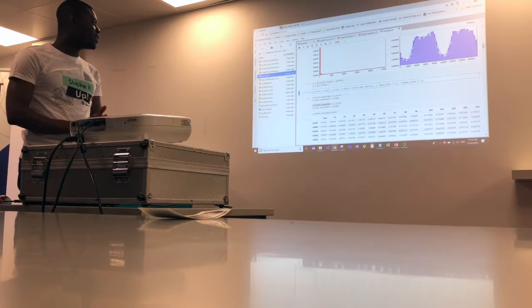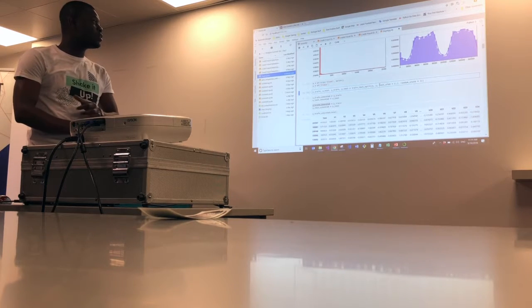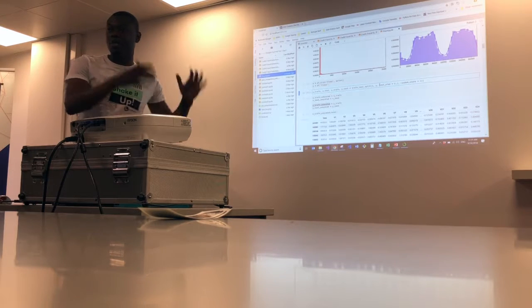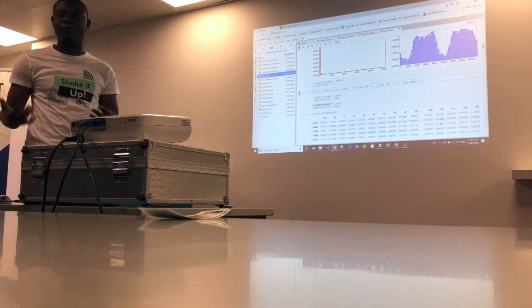And the test size was 0.2, which means that our training set will be 80% of the entire data set, and the test set will be 20% of the entire data set.